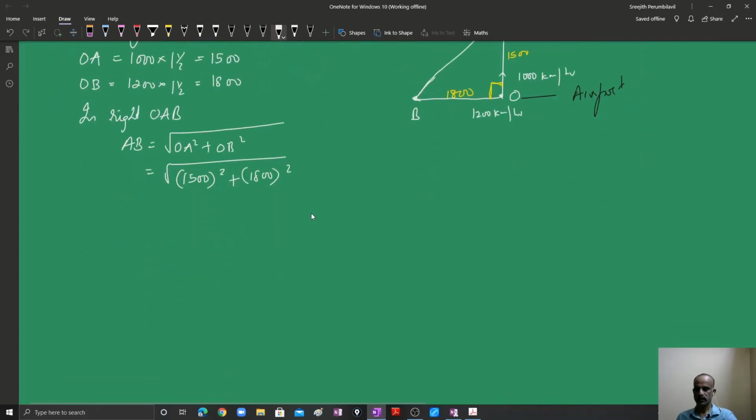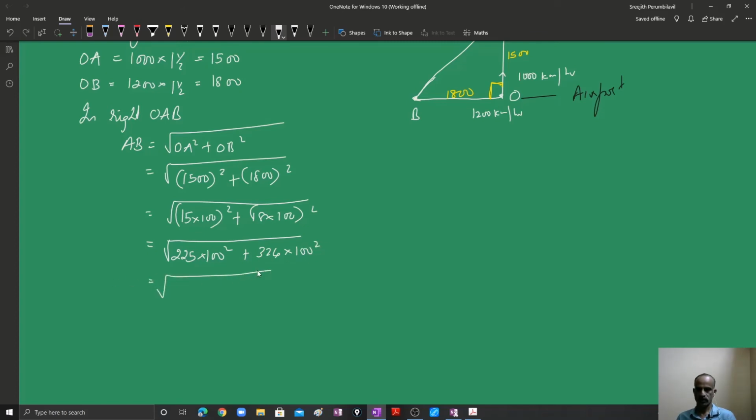This can be done in 2 different ways. One is you can find the whole thing, or this is the easy way. This is 15 into 100, whole square, plus 18 into 100, whole square. Mental calculation, you can do that. This is equal to 225 into 100 square plus 18 square, 324 into 100 square, right?